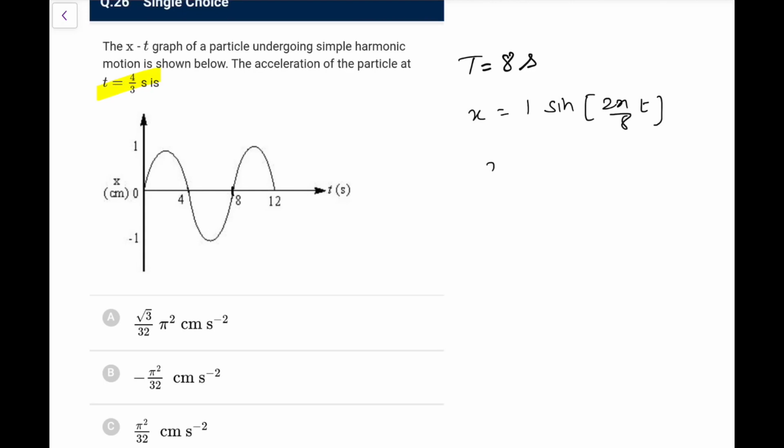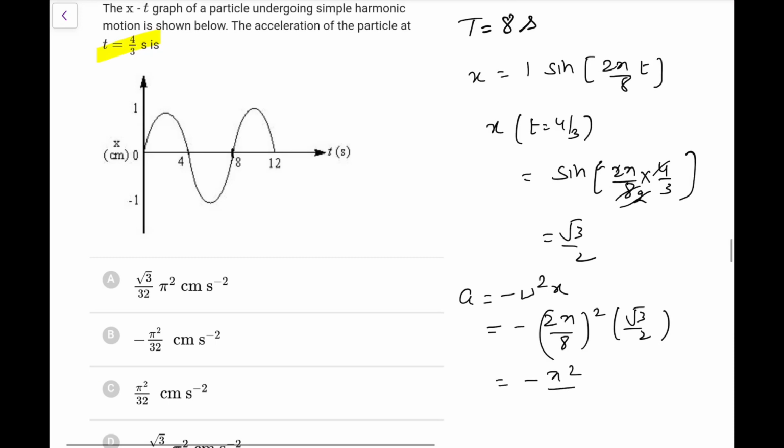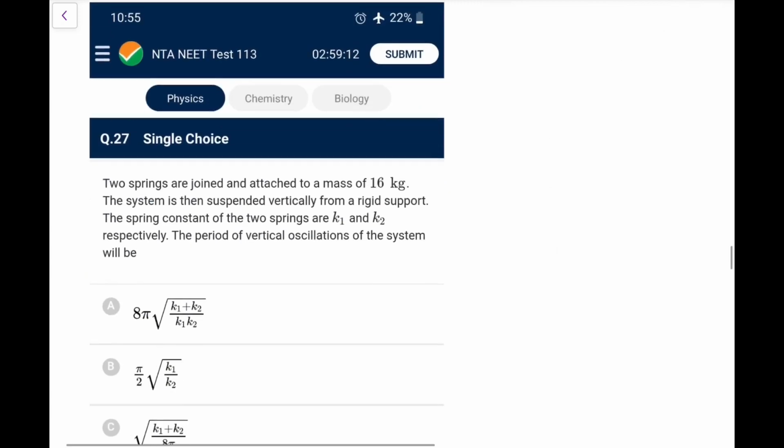So first of all, what would be the value of x at t equal to 4/3? That would be equal to sine of 2 pi by 8 into 4/3, that is sine of pi by 3, which is root 3 by 2, and acceleration is minus omega square x. Omega square would be (2 pi by 8) whole square, x is root 3 by 2. So it becomes minus pi square by 16 into root 3 by 2, minus root 3 pi square by 32. And I think this is a repeated question. This has been asked in one of the NTA tests before also.